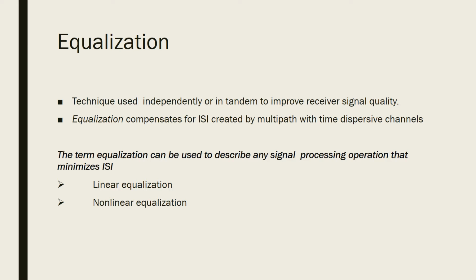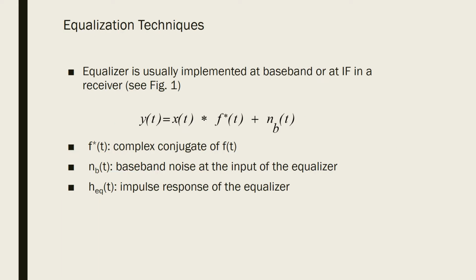So the term equalization can be used to describe any signal processing operation that minimizes the ISI. And there are two types of equalization: linear equalization and nonlinear equalization. The equalizer is usually implemented at the baseband or at the intermediate frequency range, IF range, in a receiver. That will be shown in the next slide, where there is a block diagram. The figure is there, we will discuss.